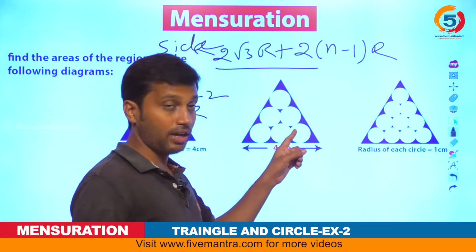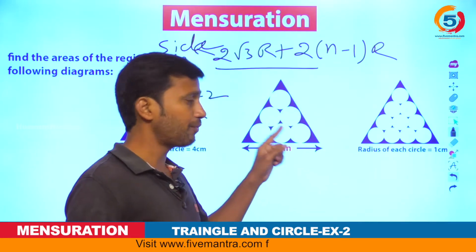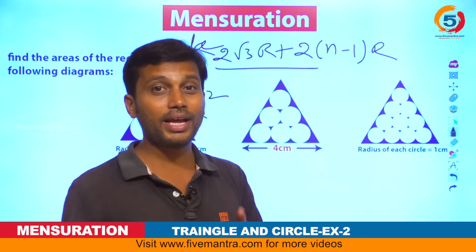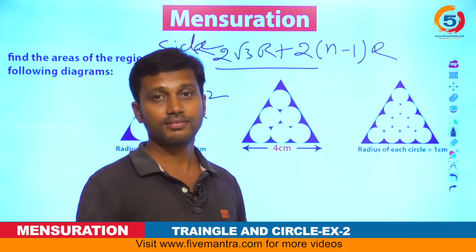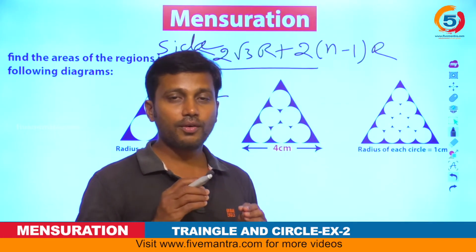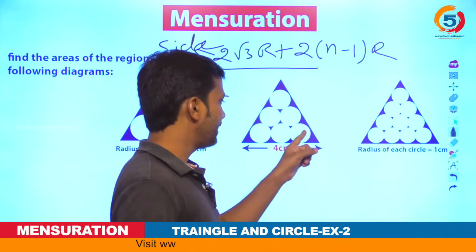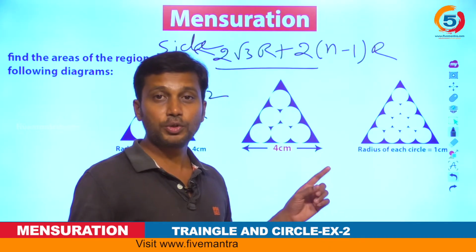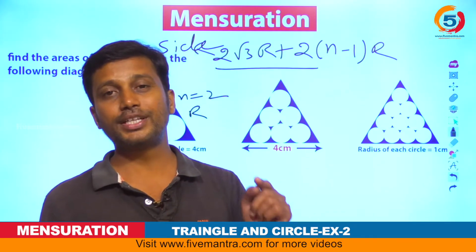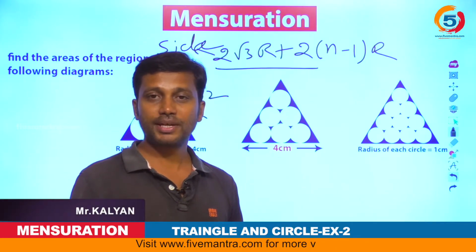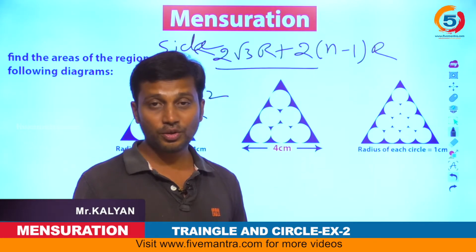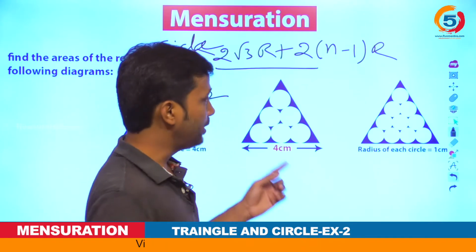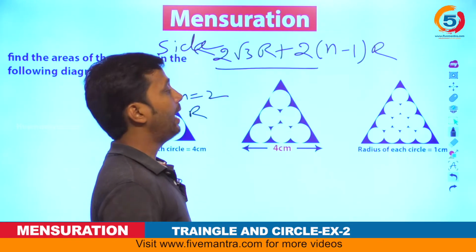For finding each, all the circles are equal circles. So for finding area of the circle, we need radius. For finding the radius, we have to again use the shortcut of this. Okay. So what is the link between this radius to this side? Okay. When radius is capital R, then your side would be 2 root 3 r plus 2 into n minus 1 into r. Radius is unknown. We have to find it in order to find out the areas of the circles. Okay. So here we have to find out the radius, and n is what?